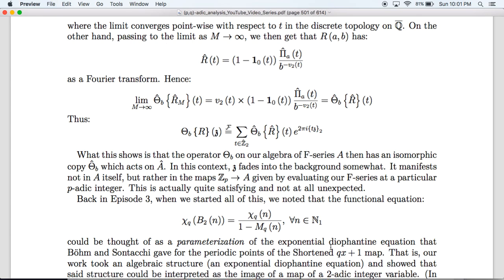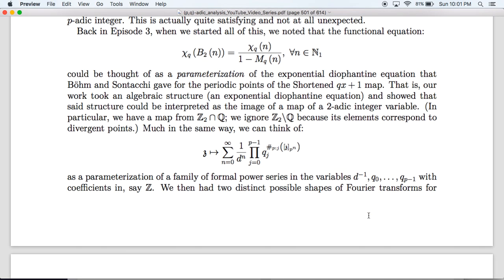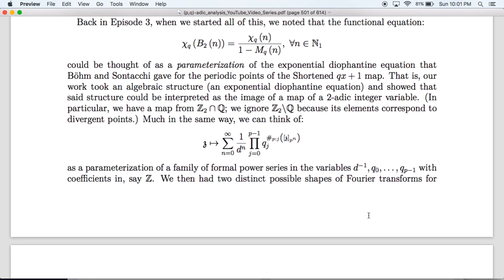So this is actually quite satisfying and not at all unexpected. Back in episode 3, when we started all of this, we noted that this functional equation here could be thought of as a parameterization of the exponential Diophantine equation that Böhm and Sontacchi gave for the periodic points of the shortened qx+1 map. That is, our work took an algebraic structure, an exponential Diophantine equation, and showed that said structure could be interpreted as the image of a map of a 2-adic integer variable. In particular, we have a map from the rational 2-adic integers, and we can kind of ignore the irrational ones because its elements correspond to divergent points.